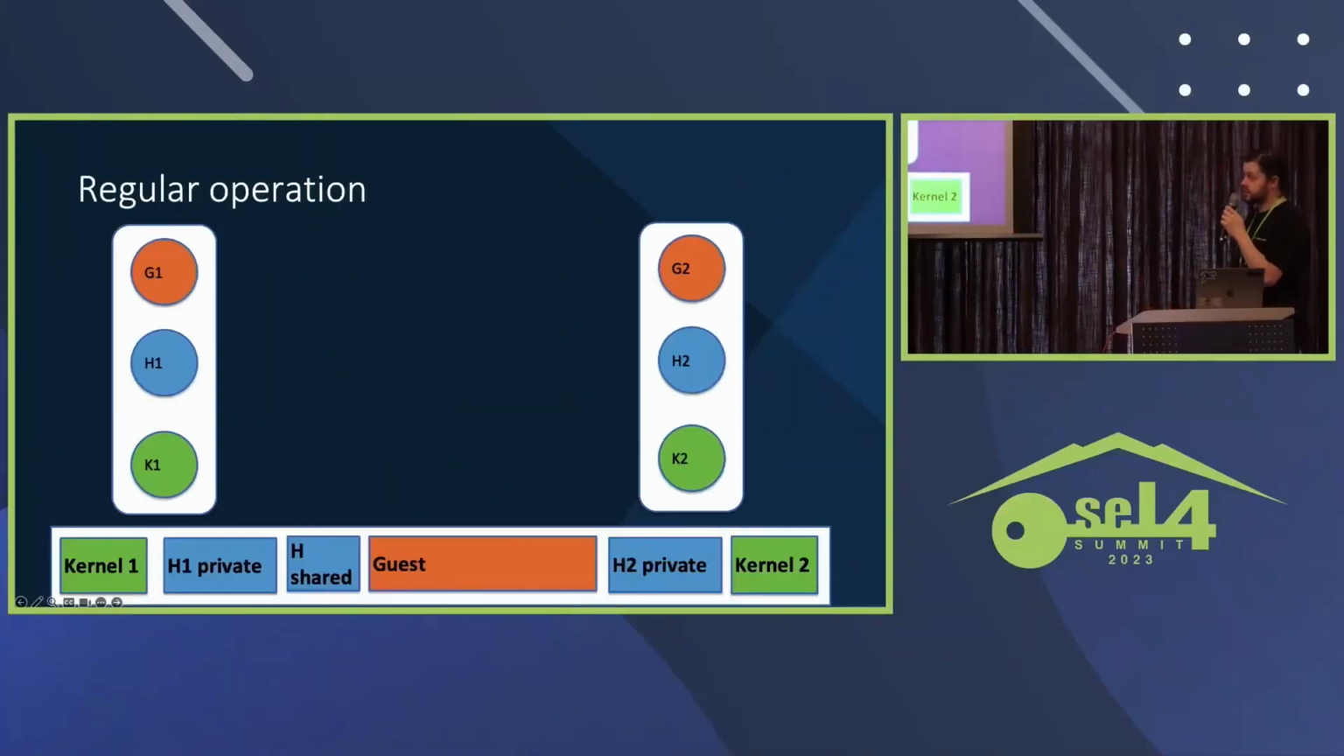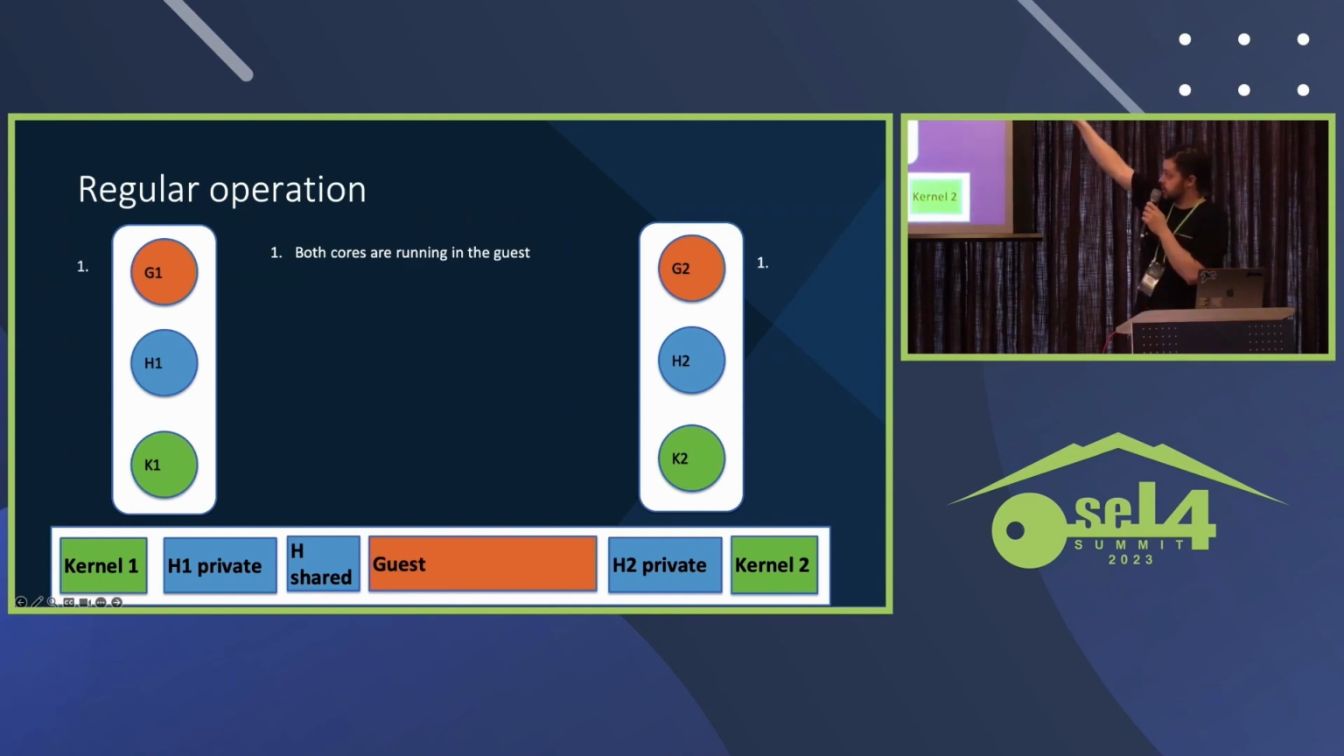So what does this mean for regular operation? Basically, most of the time we want both cores to be running in the guest state, and we want minimal situations where we're trapping out of the guest or we're synchronizing or serializing on different cores. For regular ISA operations, largely everything works as normal.